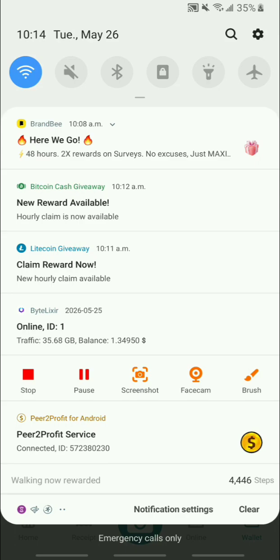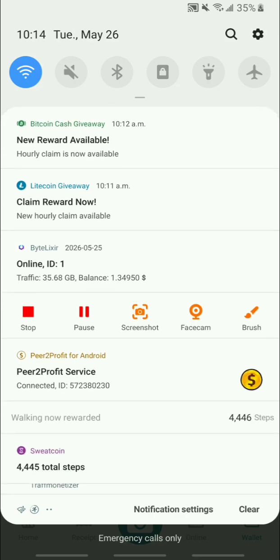So we're going to collect them now, and the earnings are the Bitcoin Cash giveaway and the Litecoin giveaway. We're going to start with the Bitcoin Cash giveaway.